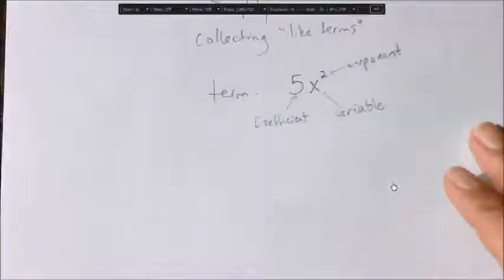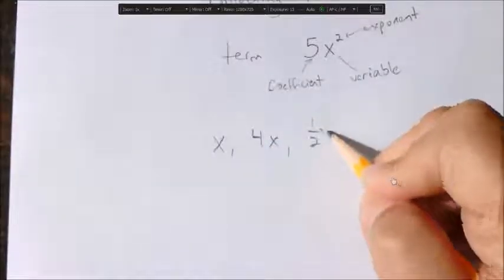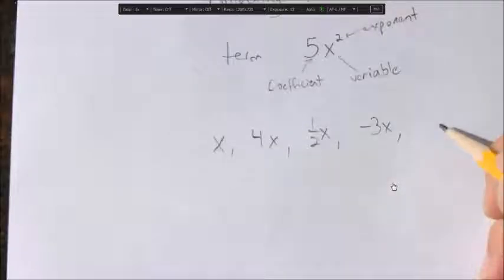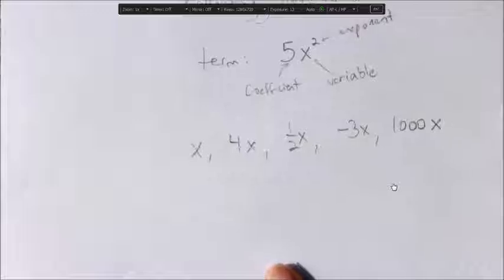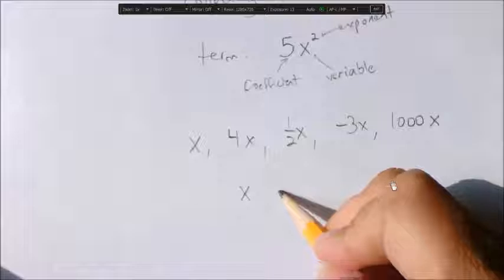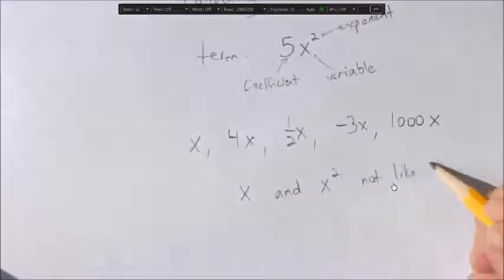So examples of like terms would be x, 4x, 1/2 x, negative 3x, 1000x. All of these terms have the same variable and the same exponent. There's no exponent here, so that's a little invisible 1. Notice that x and x squared are not like terms. And if you forget that, think of it this way.